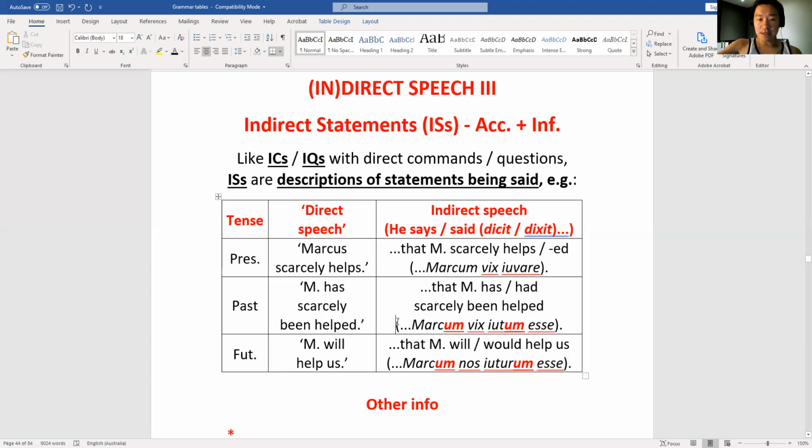So just to backtrack, this past tense one is literally, he says or said, Marcus to have been helped scarcely. Again, sounds a bit awkward, so you just loosely say he says that Marcus... And this one, if you look at it literally, he says Marcus to be about to help us. You can say that, but it just doesn't sound natural. So you just say, he says that Marcus will, he said that Marcus would help us.